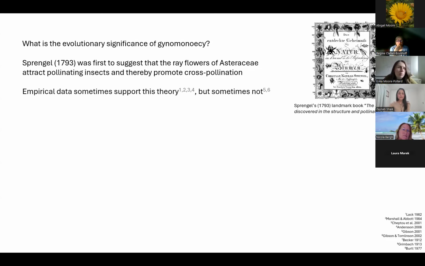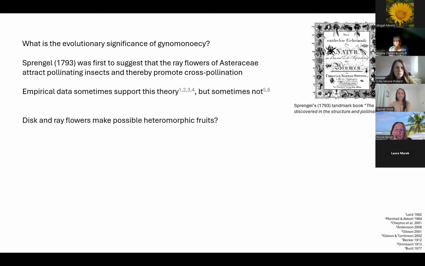So we have some empirical data supporting this theory, i.e. supporting the idea that capitula with attractive petaloid ligules are indeed more frequently visited by pollinating insects. But this is not always the case. Lineages lacking these attractive petaloid rays are visited, in some lineages, at the same rate or even more frequently. So this explanation applies to some composite lineages, but not all.